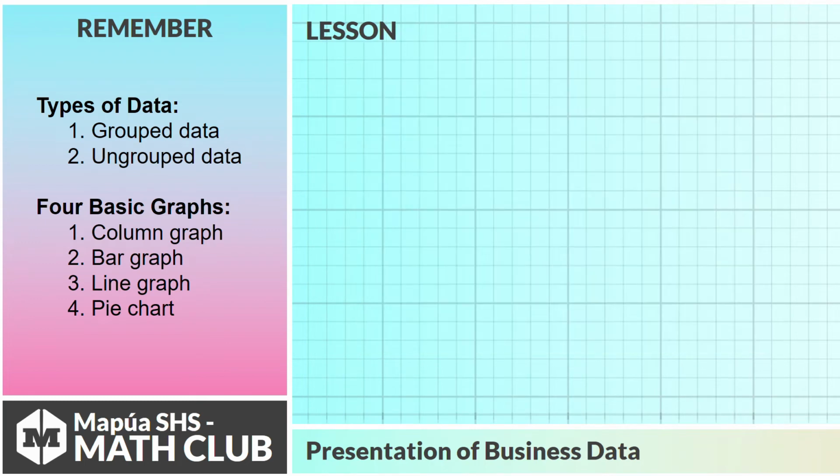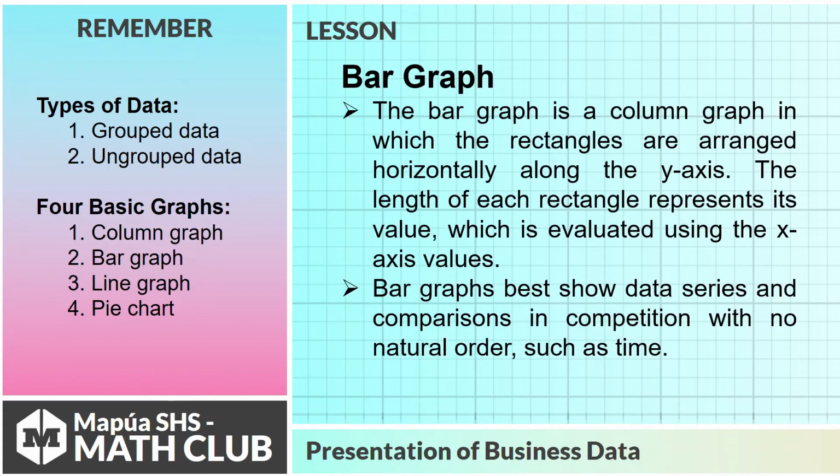Next is the bar graph. The bar graph is a column graph in which the rectangles are arranged horizontally along the y-axis. The length of each rectangle represents its value, which is evaluated using the x-axis values. Bar graphs best show data series and comparisons in competition with no natural order, such as time.